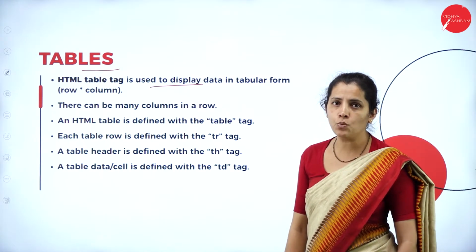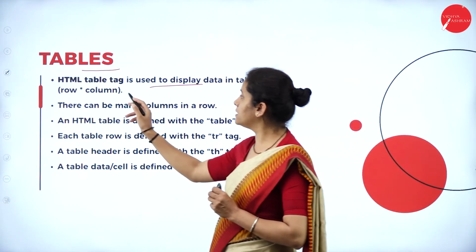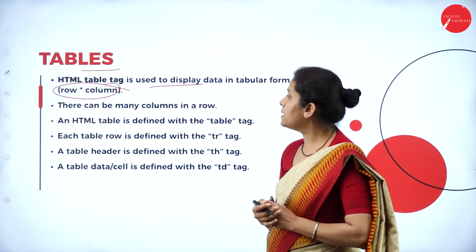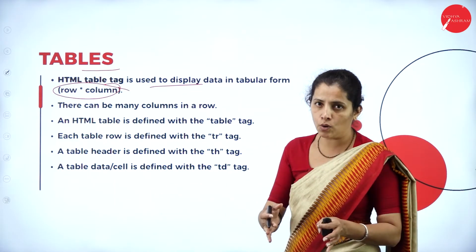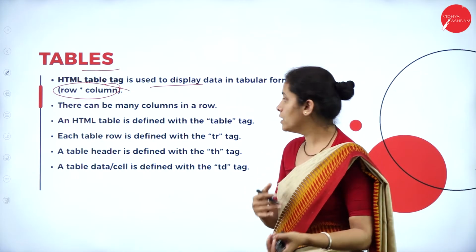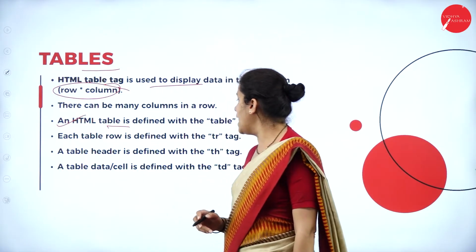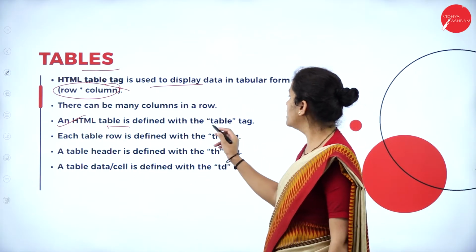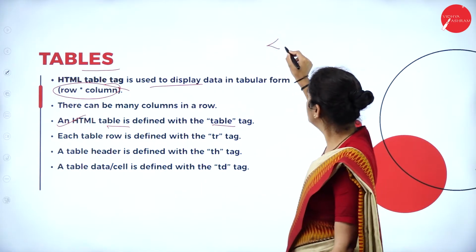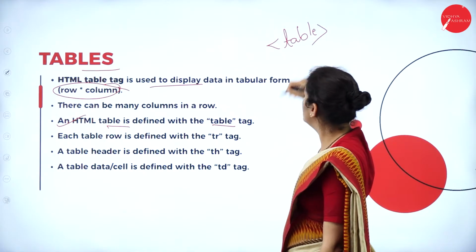Tabular form in the sense what? In the table format. Table in the sense what? It's nothing but the rows and columns. So there may be many columns, one row. I can have one column and many rows. An HTML table is defined with the tag called table. So how to write a table? This is my tag, table.